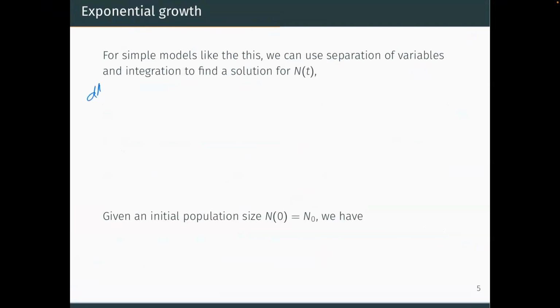Well, we had dN/dt is equal to rN. That was what we had before. I've just dropped the t's in brackets. So if we divide both sides by N and do the separation of variables with our dN and our dt, we can write this as the indefinite integral of 1 over N with respect to N is equal to the indefinite integral of r with respect to t.